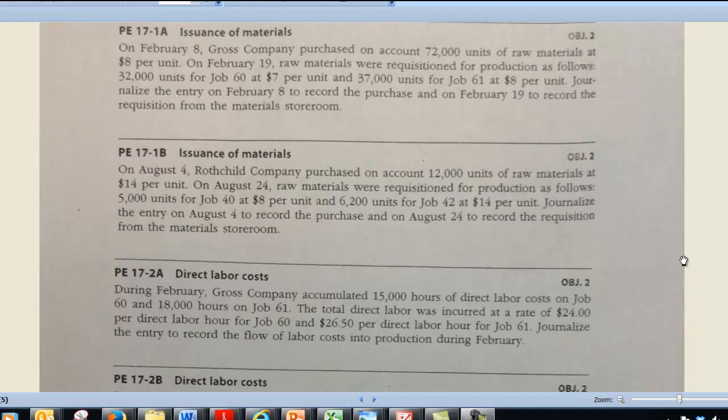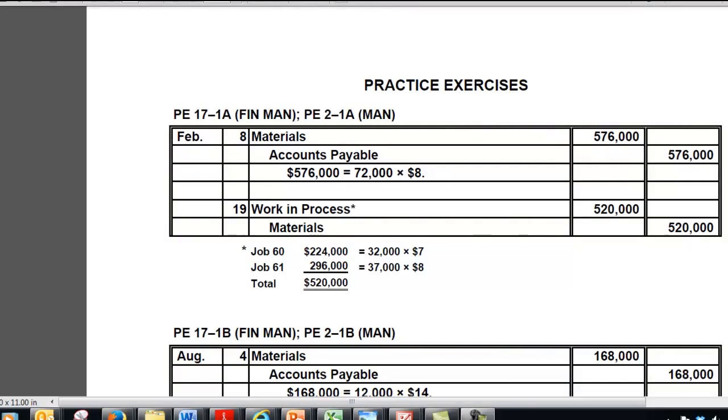So in this first one, we can see that Gross Company purchased 72,000 units of raw materials at $8 per unit on the 8th, and on the 19th, raw materials were requisitioned for production. We had 32,000 units for job 60, and 37,000 units for job 61. Let's journalize the entry to record the purchase and the requisition from the materials store.